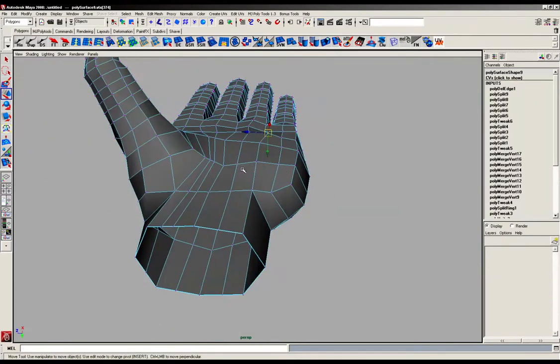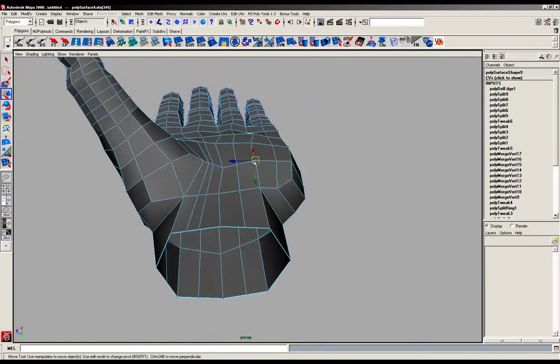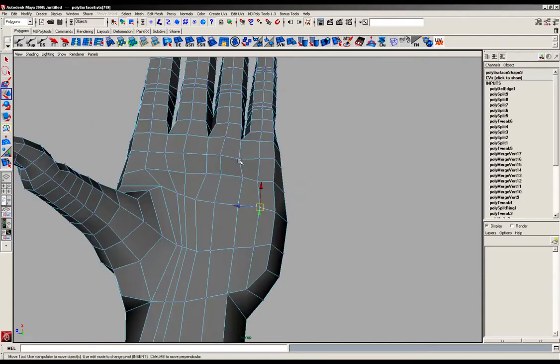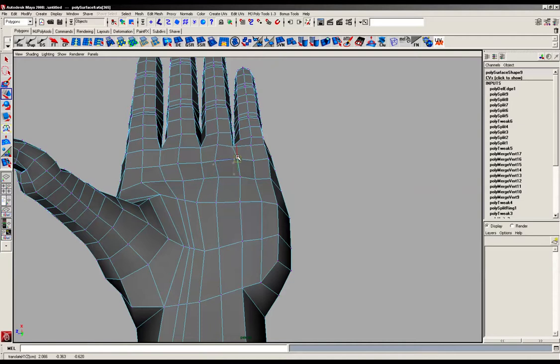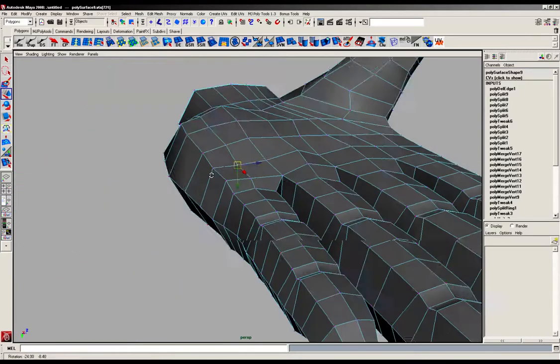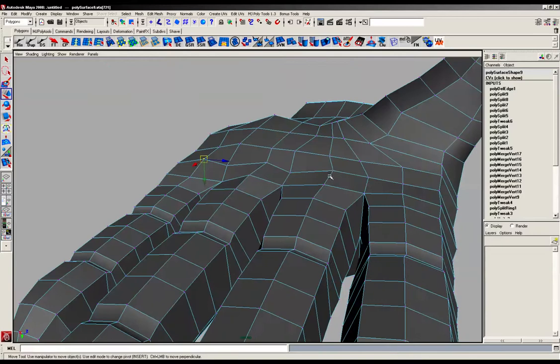Okay, so just got to spread these polys out a little bit more, and it also enables us to shape the palm as well. Sort of like the pads of your palm, just under here. Okay, like so.